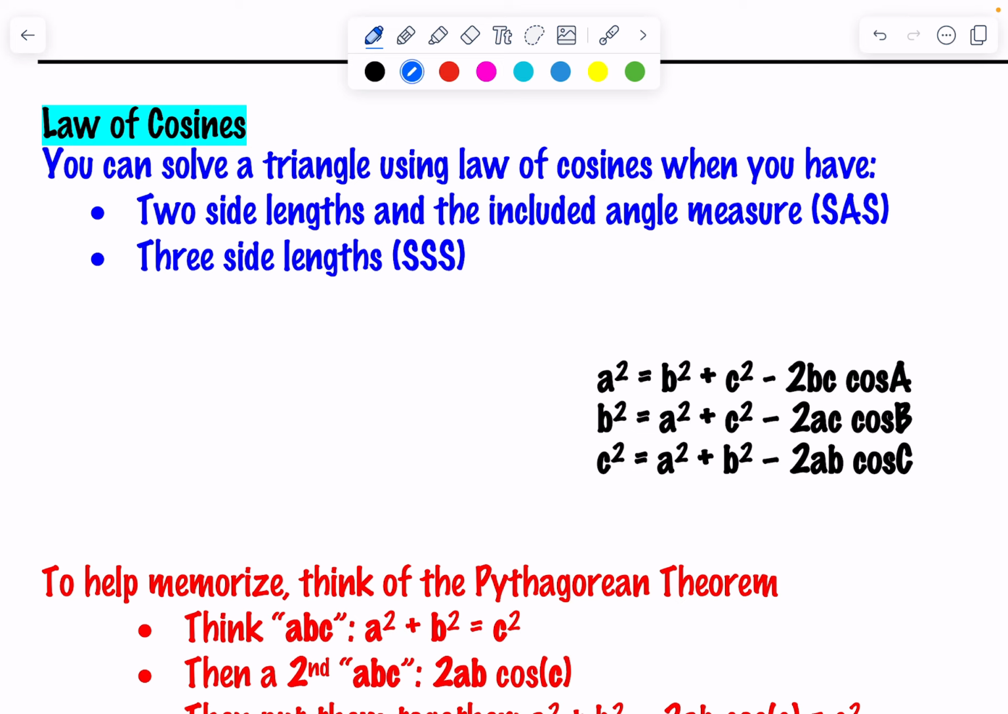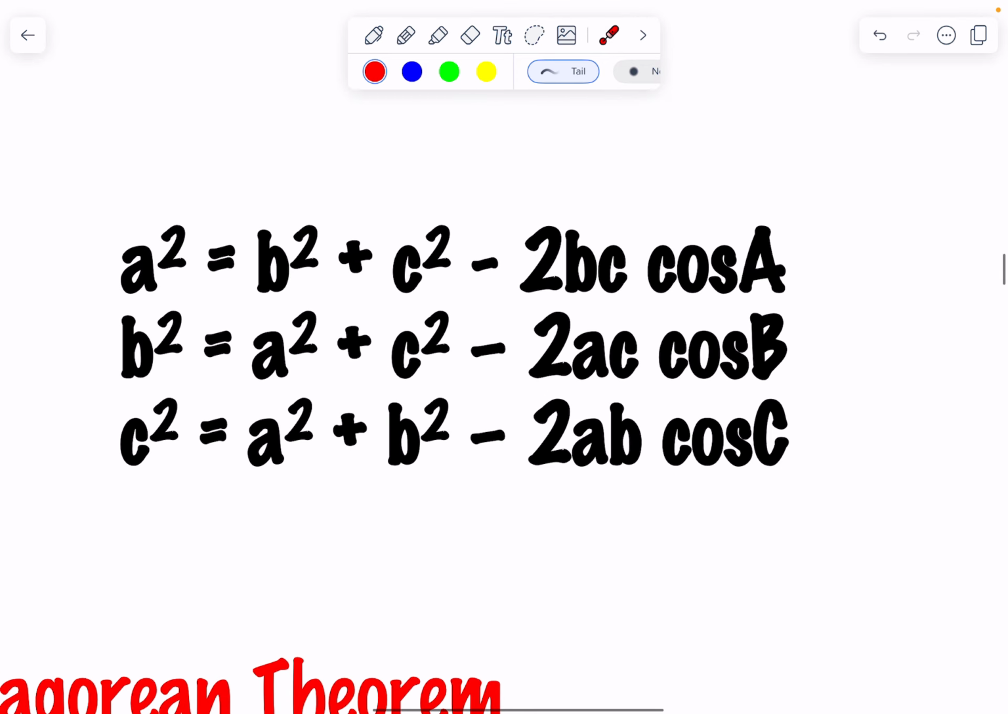So law of sines had different procedures and when to use law of sines. Law of cosines you use with triangles that give you SAS and give you SSS, okay? So that's the only time you use law of cosines. Again, always try to use law of sines first. That's way easier than getting to law of cosines. Law of cosines is like when it's the worst of the worst. So here are your equations.